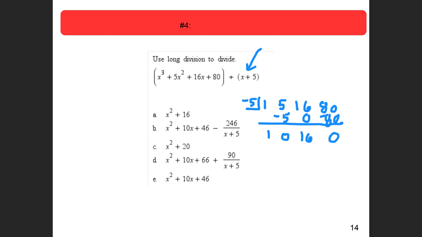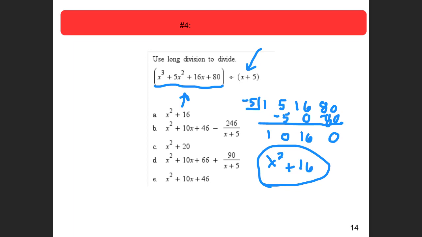Well, I started off with x to the third. So this is going to be x squared plus 16 because that's my 0 term. So that's 0x plus 16, and remainder 0. So if I asked you to factor this thing, what does this factor down to? Well, I can tell you it factors down to x plus 5 times x squared plus 16.